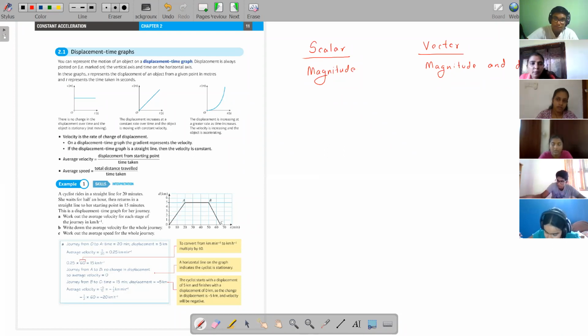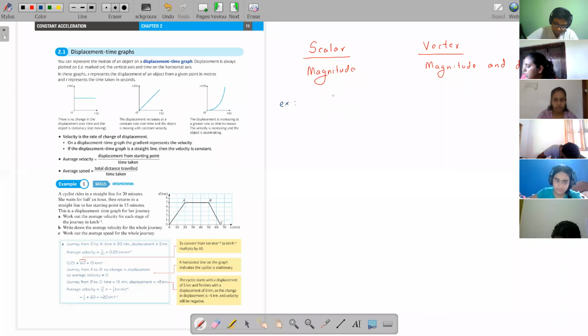So let me give you a few examples of scalars and vectors. An example of a scalar quantity is distance. And then the vector quantity counterpart of this is displacement. So let me give you a quick example of the meaning of distance and displacement.